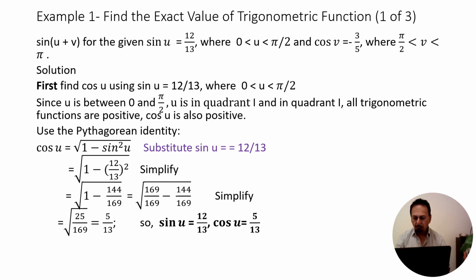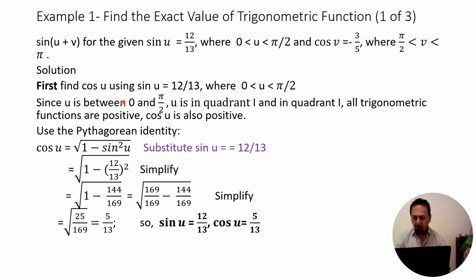Here is example 1. Find the exact value of the trigonometric function sine of u plus v for the given angles: sine u equal to 12 over 13, where u is between 0 and pi over 2, and cosine v equal to minus 3 over 5, where v is between pi over 2 and pi.